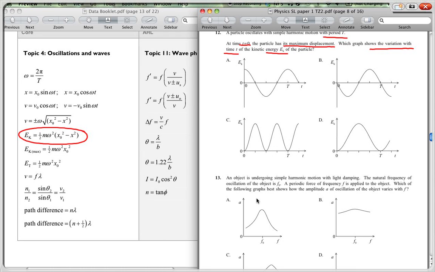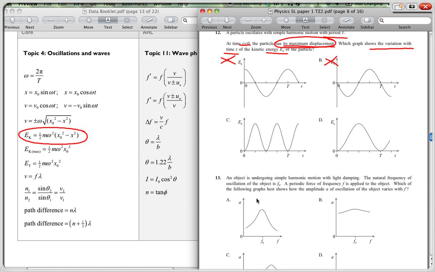Now, we also know that the kinetic energy is always going to be a positive value. You can't get negative energy. So either of these two are going to be wrong. We can discount those immediately. Now, we also know here that we are told that at time t equal to 0, the particle has its maximum displacement.